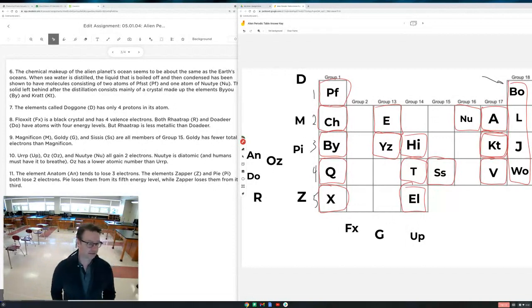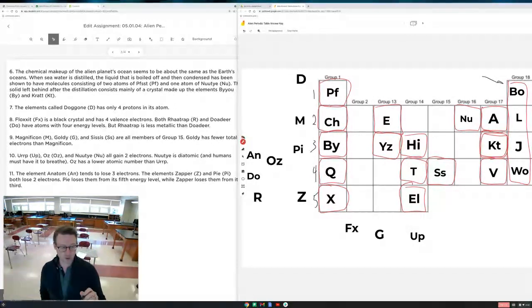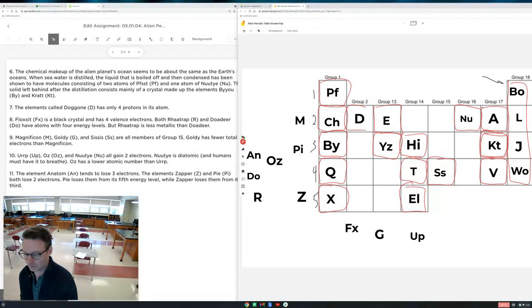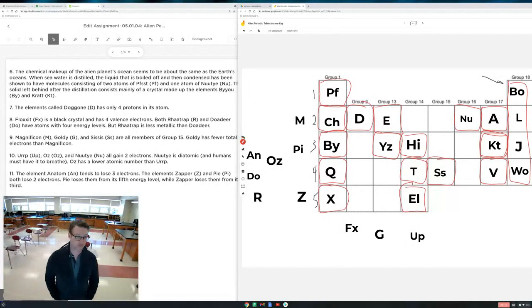The element doggone, D, has 4 protons. So that means it's element number 4, which is 1, 2, 3, 4. That's element number 4. 4 protons means element number 4. It can't be any other element. That's locked in. All right.